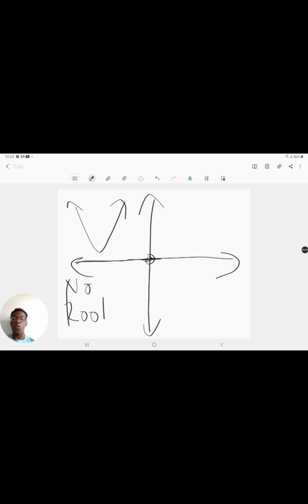There are no roots for this graph here. There are 0 roots. Or, if you want to put it in a different way, you could say the roots for this graph are unreal. Okay? There are no real roots, because looking at this graph, there are no real roots, right? There are no real roots.